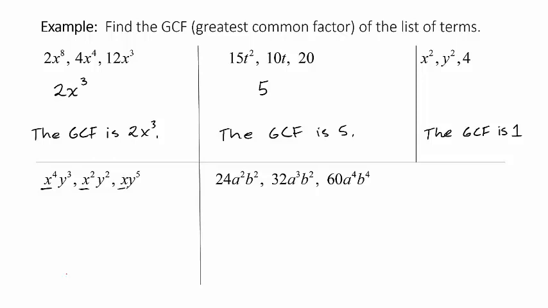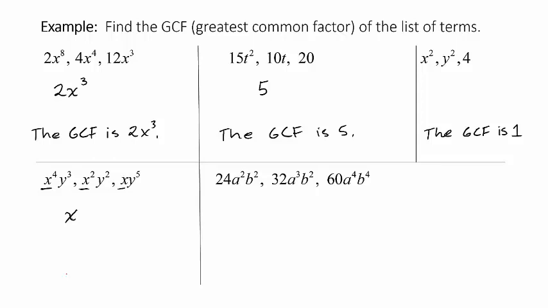Okay, so we know that x, because of that last term, x is common to all of them, right? The first term has 4 of them and the second term has 2 of them, but since the last term only has 1 of them, we can only have one of them in the greatest common factor, right?